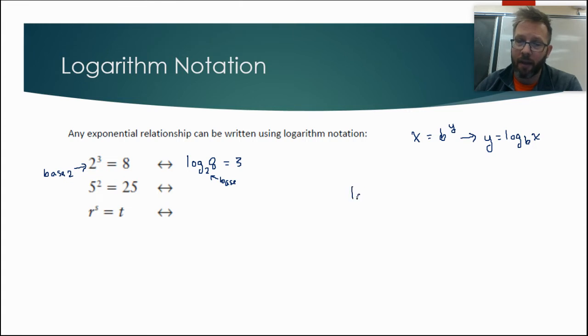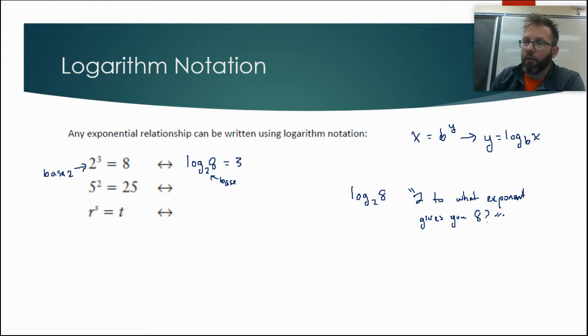Another way of saying this, log base 2 of 8 just means: 2 to what exponent gives you 8? And of course, we know the answer is 3, right? So log base 2 of 8 equals 3. That's another way of thinking about logs.